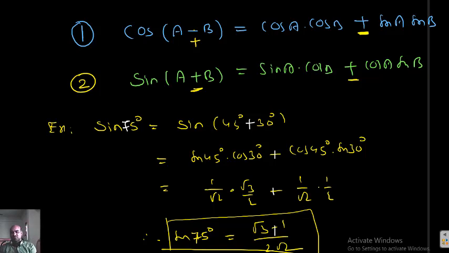Okay, students. So the important thing is, here A and B are any two real numbers. No restriction for A and B. For A and B any two real numbers, these two results are true.